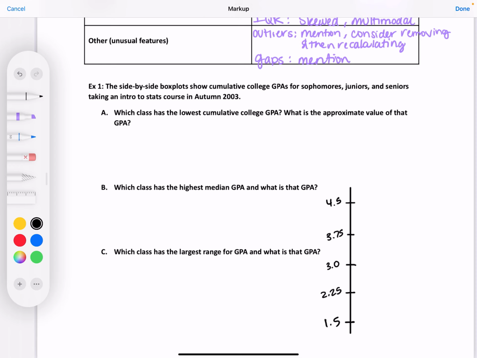And this is the cumulative college GPA on this side. You won't need that much space over here, so if you need to go into it a little bit, it'll be fine. And the title of this, it's the cumulative, definitely only one M. Cumulative GPA for autumn of 2003.